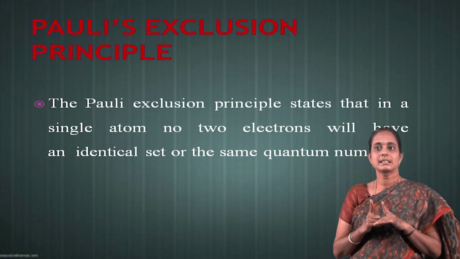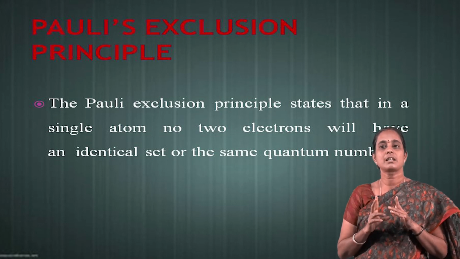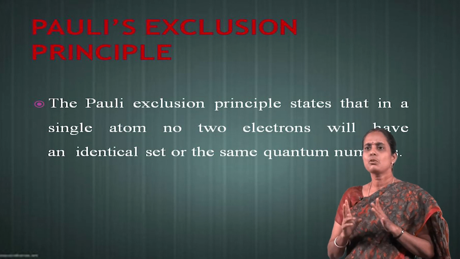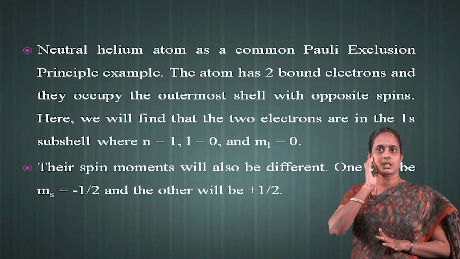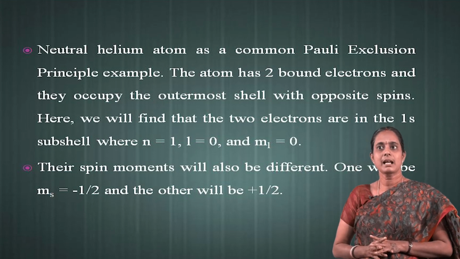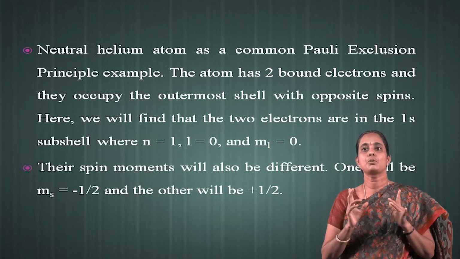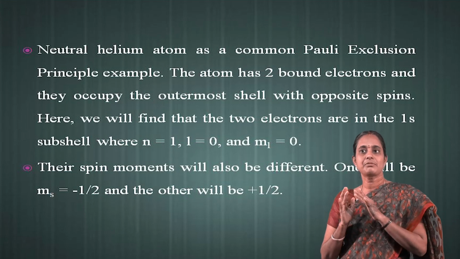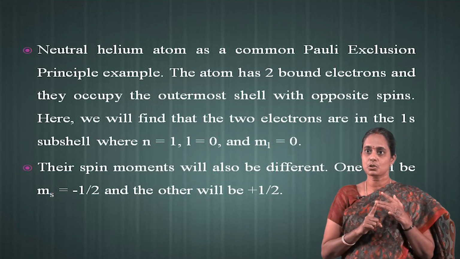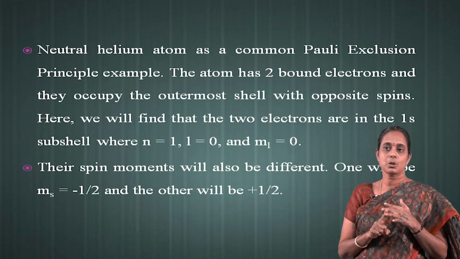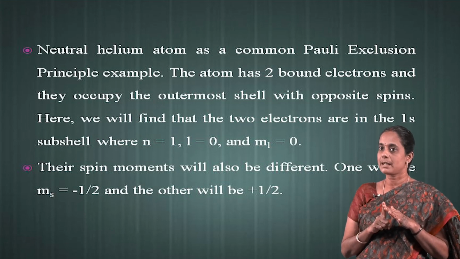The two electrons that are present in the same orbit must have opposite spin, or they should be anti-parallel. For example, the neutral helium atom. As a common Pauli exclusion principle example, the atom has two electrons and they occupy the outer shell with opposite spin. Here we will find that the two electrons are in the 1s subshell, where n is equal to 1, l is equal to 0, the magnetic quantum number is 0, and the spin quantum number is plus or minus half.